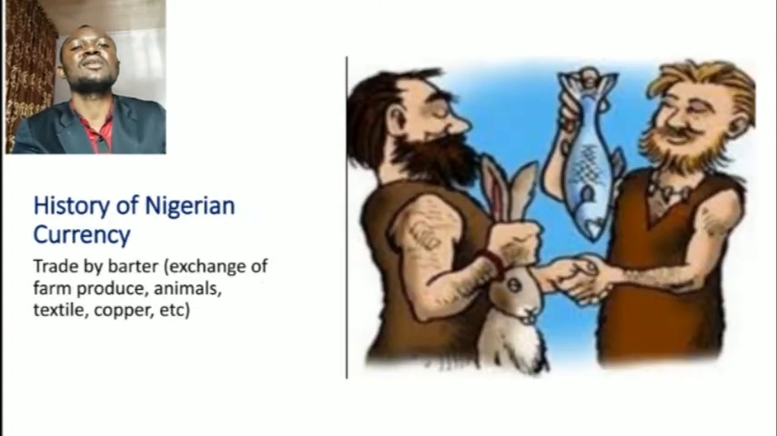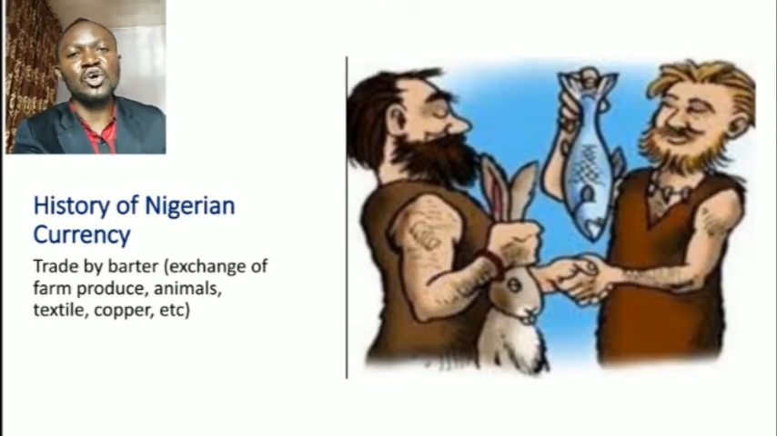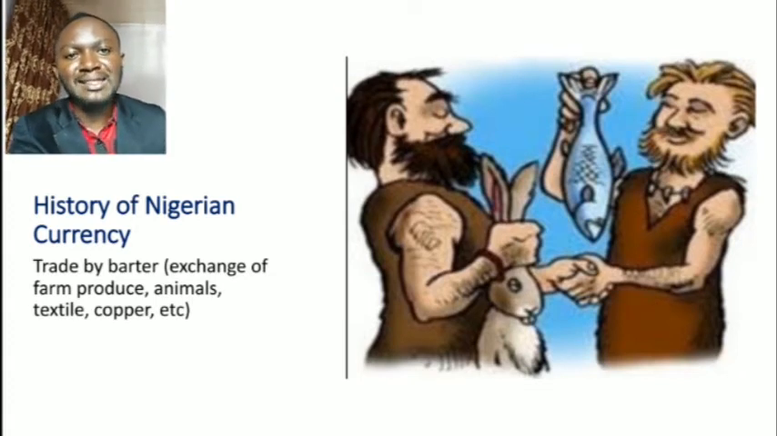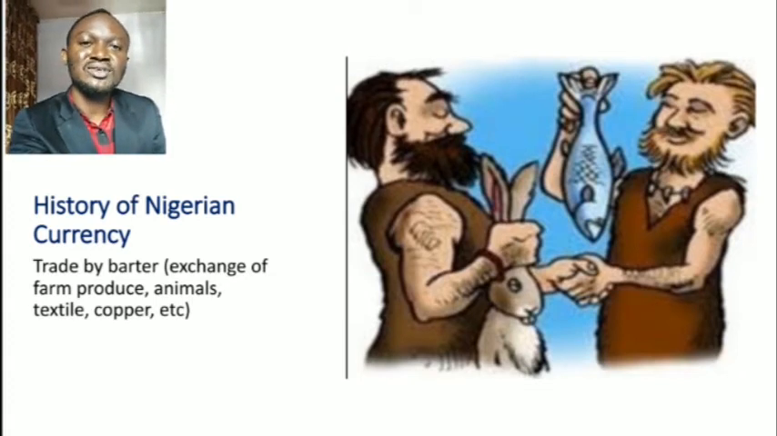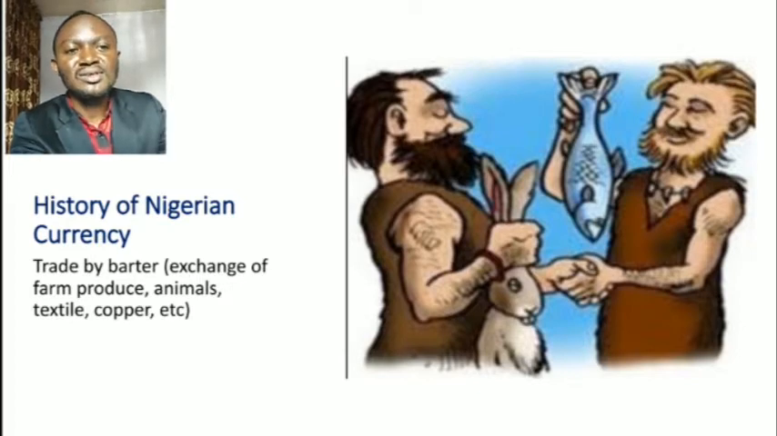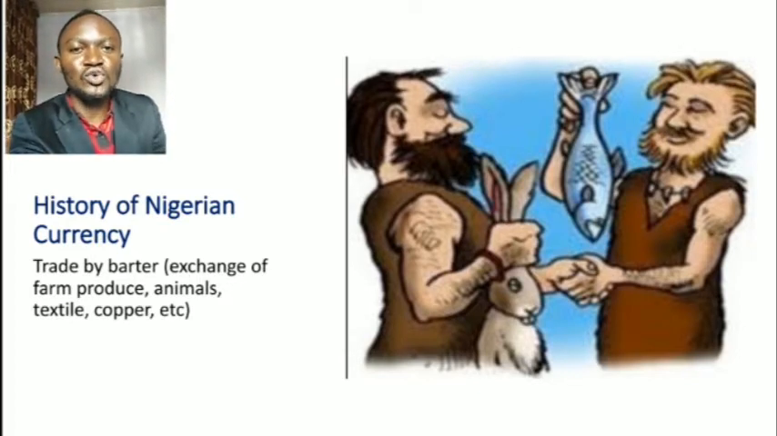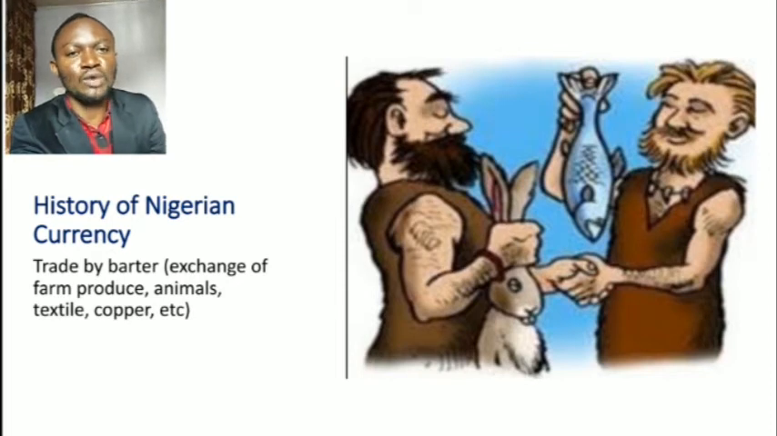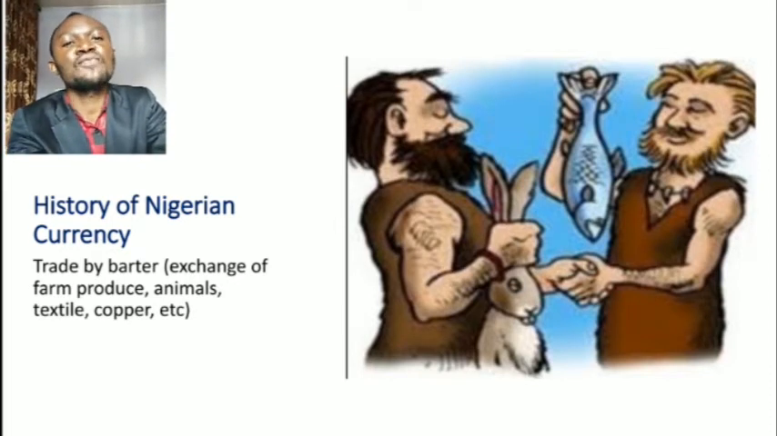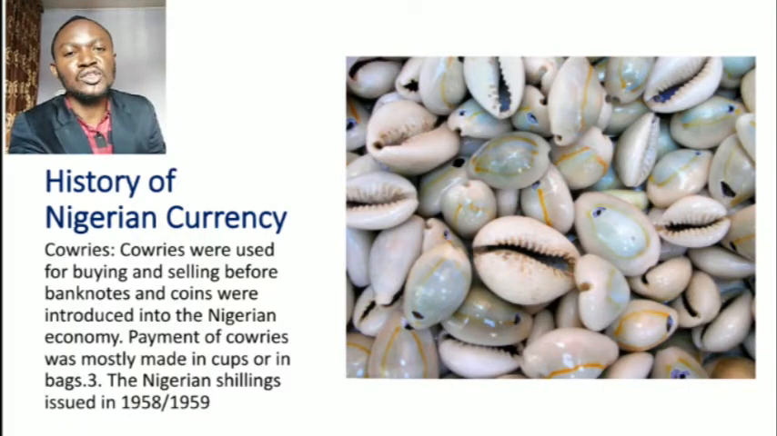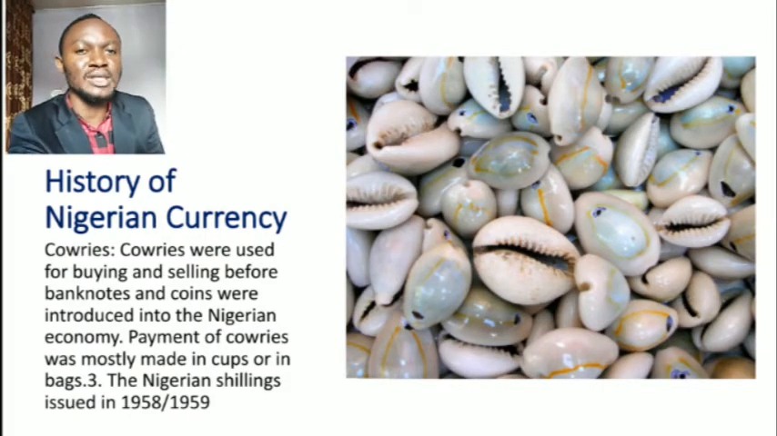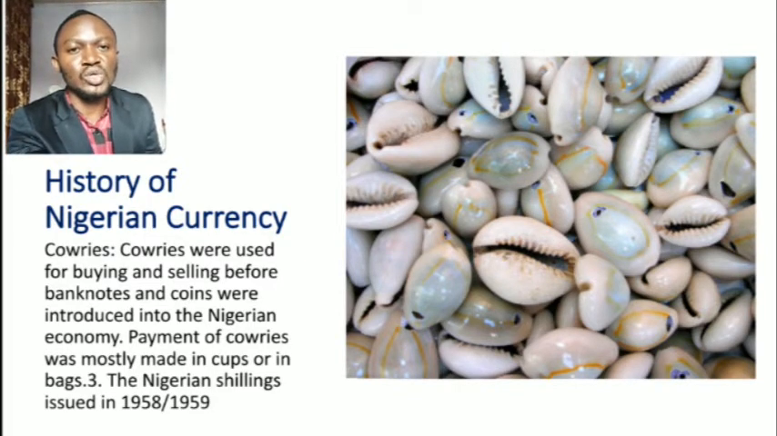We told you that first in the history of Nigerian currency, the trade by barter system was introduced, where goods were exchanged for goods and services, like what we have on the screen. We went further to tell you that the next development of Nigerian currency was the use of cowries. Before the white men came, cowries was one of those currencies that was recognized and accepted by our people, and they used it as a medium of exchange.